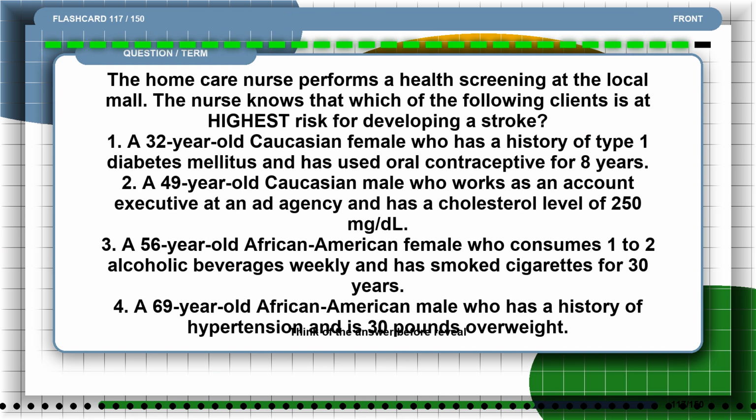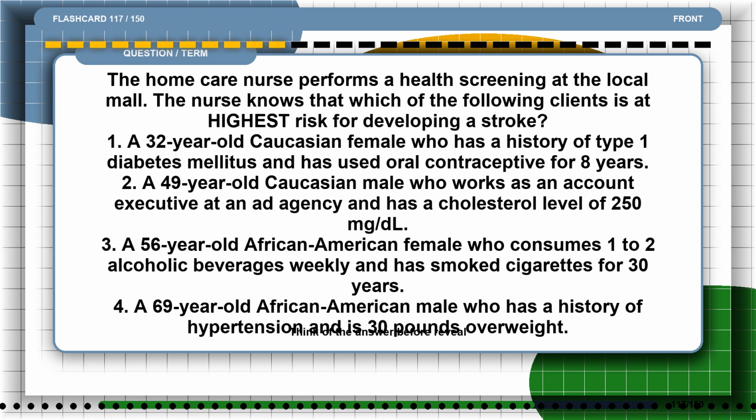Flashcard 117. The home care nurse performs a health screening at the local mall. The nurse knows that which of the following clients is at highest risk for developing a stroke? 1. A 32-year-old Caucasian female who has a history of type 1 diabetes mellitus and has used oral contraceptive for 8 years. 2. A 49-year-old Caucasian male who works as an account executive at an ad agency and has a cholesterol level of 250 mg/dl.